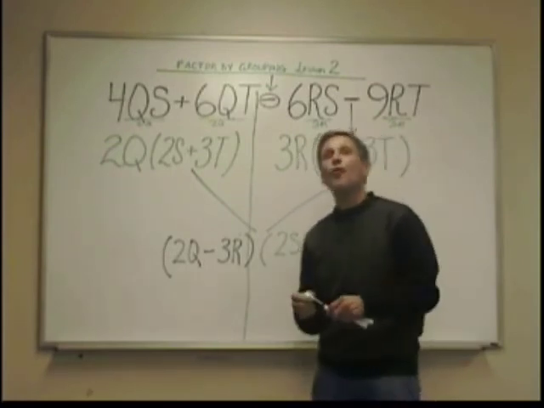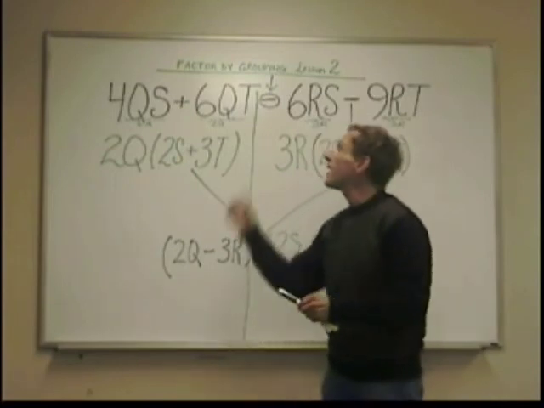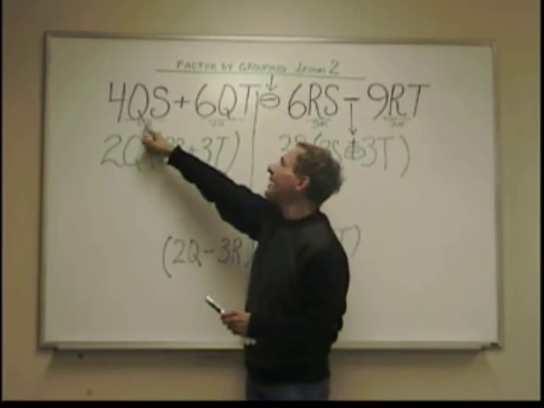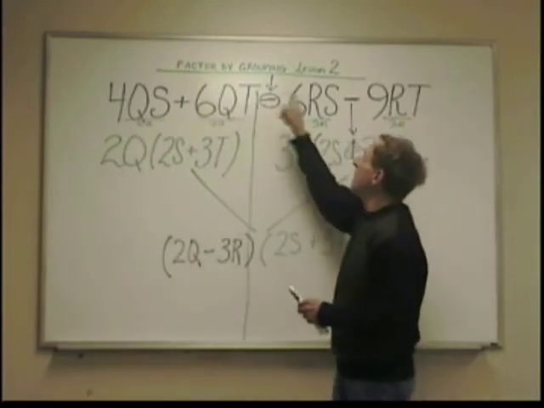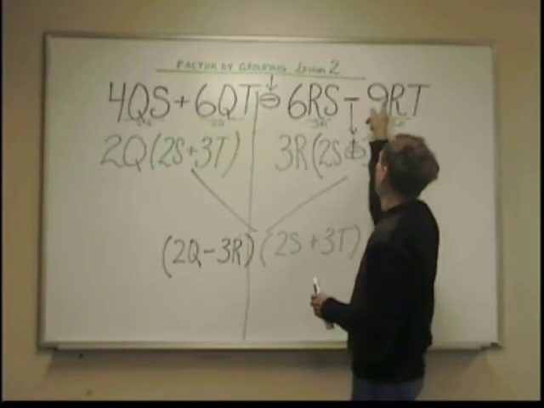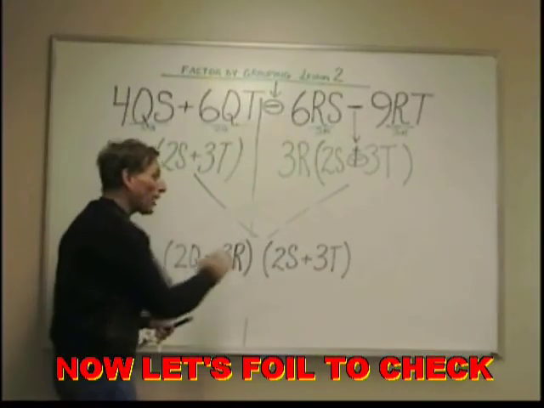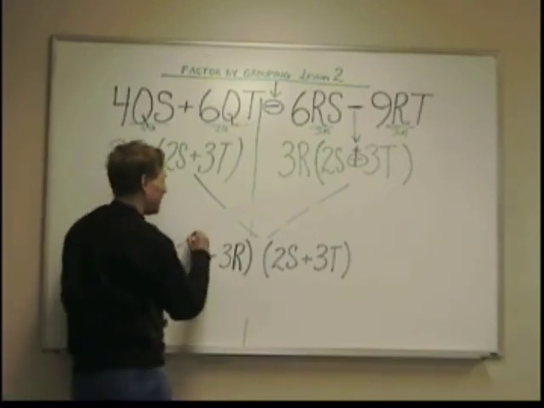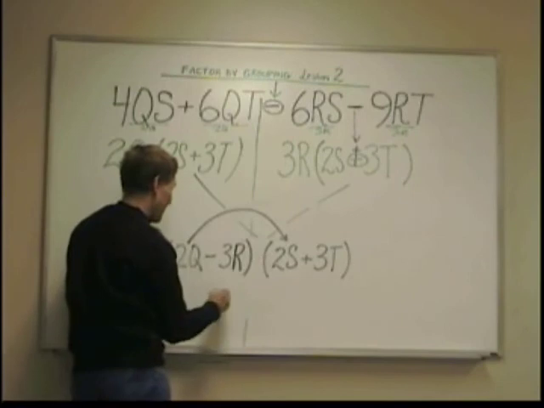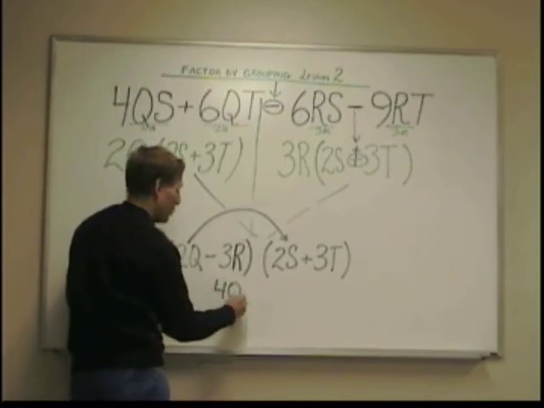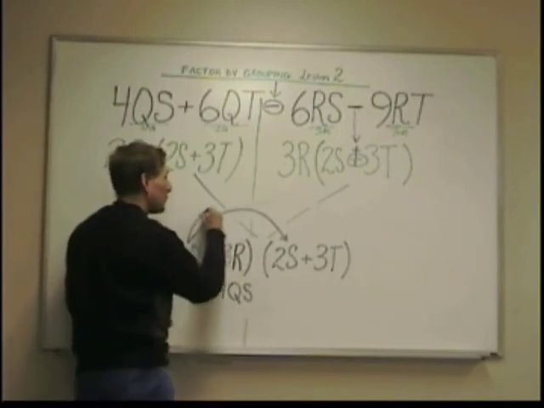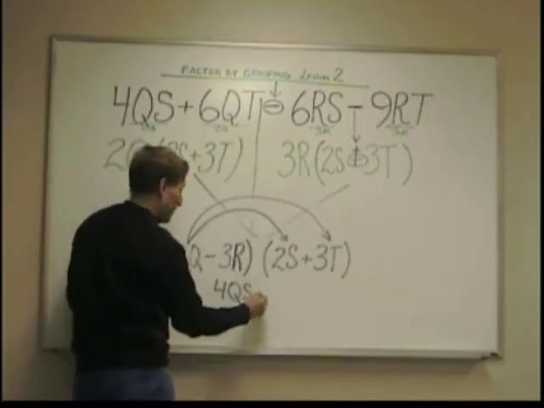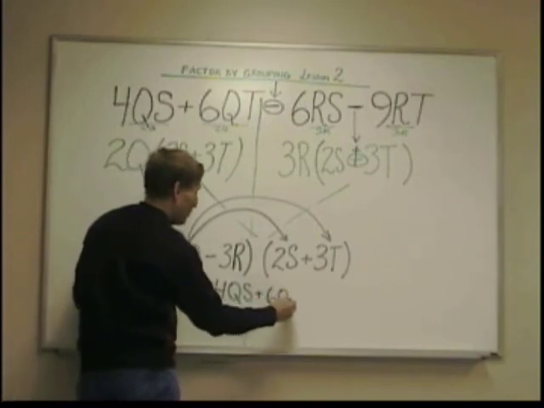Now I'm going to use FOIL, a good technique to check. And my answer should come back to the original, 4qs plus 6qt minus 6rs minus 9rt. Okay, so now I'm going to FOIL as a check and to make sure I did it right. 2q times 2s is 4qs. 2q times the 3t, the outer, is plus 6qt.